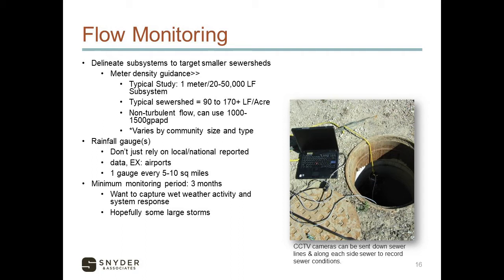And then monitoring period, I think just understanding the goal here, if we're trying to establish how much clear water is in our system, we want as much wet weather activity as possible. Typically, we'll do a 3-month monitoring period, whether that's in the spring or the fall, depending on where you're located, but really trying to capture some thunderstorm data to project out some of that peak inflow and those infiltration values.